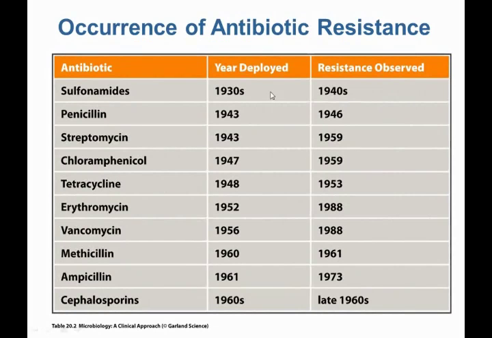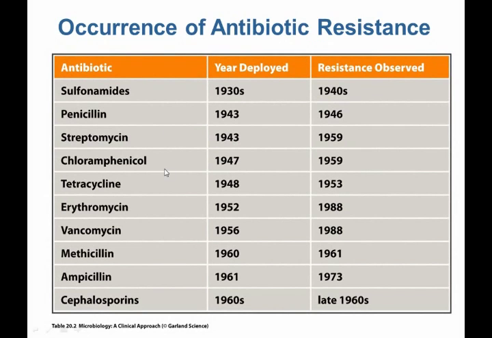So here's just a table from a textbook showing the year these different antibiotics were employed. Sulfonamides were employed in the 1930s, and when was the first bacterial resistance observed? In the 1940s. Penicillin took 3 years. Anybody have a good guess for this? Where does penicillin come from? Molds out in the environment. Bacteria have already been exposed to it.